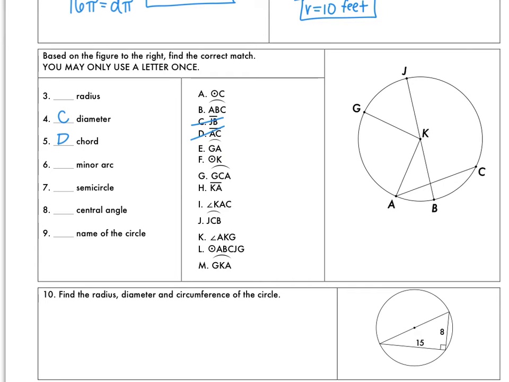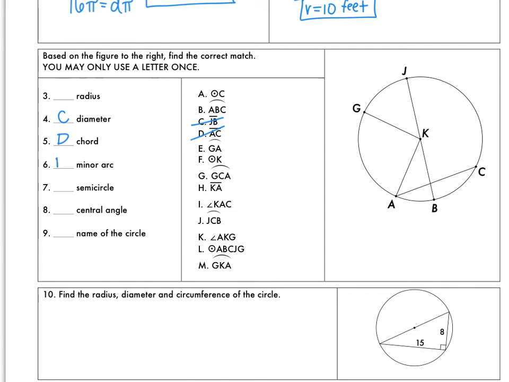Minor arc. Remember, minor arcs are named by two letters, so like JG would work. Is that an option? Nope. But JCB wouldn't work, because that's a major arc since it's named with three letters. A minor arc can only be named with two letters. So GA, there you go. GA would be a minor arc.